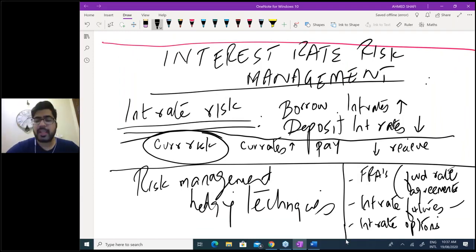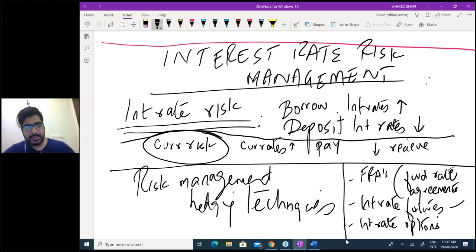There are some other techniques as well, like collars, like swaps, but the core techniques, again, we are focusing on core areas. The core techniques to minimize or manage interest rate risk are FRAs, forward rate agreements, interest rate futures, and interest rate options. Okay.